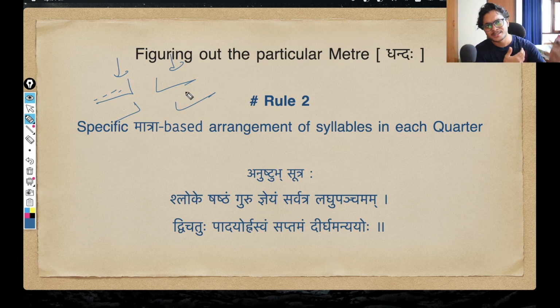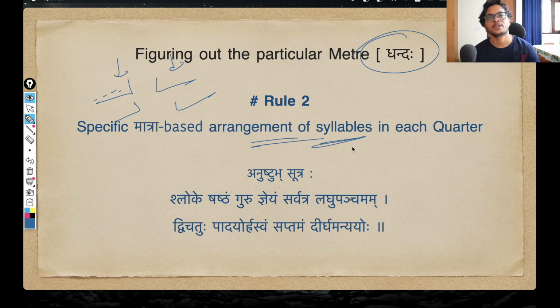So many combinations and permutations can be there, right? So under the main chanda, that Anushtubh Chanda or whatever chanda it is, what is the arrangement of these syllables based on their matra? That is also important. Each chanda has its own rule that tells you this is the way you can arrange the syllables in each quarter.